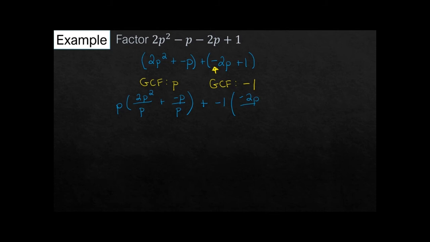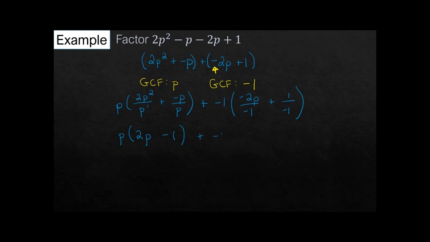Then -2p divided by -1, and 1 divided by -1. So you have to be very careful with your signs, your positives and your negatives here, because if you get those messed up, it can mess up your answer. So I'm going to simplify. I have a 2p squared over p. One of the p's is canceled, so I'm left with a single p. -p over p. So the p's cancel, but I still have that negative, so that's going to be a -1.